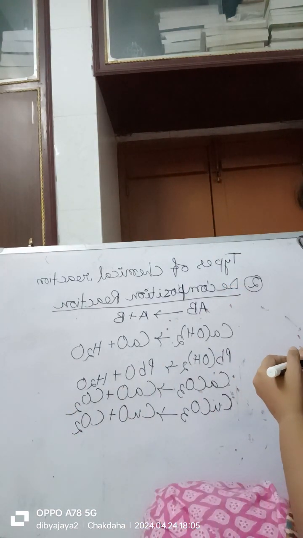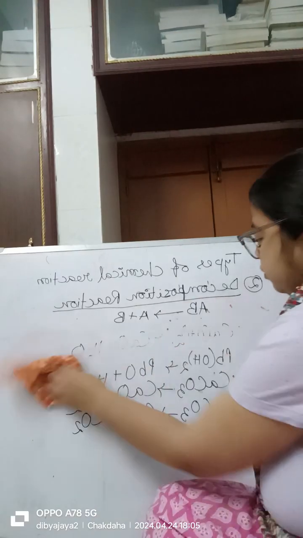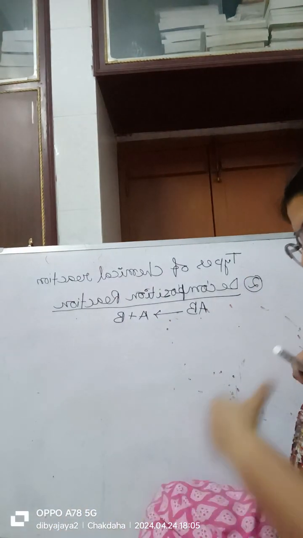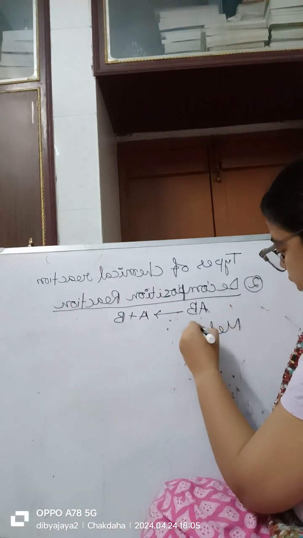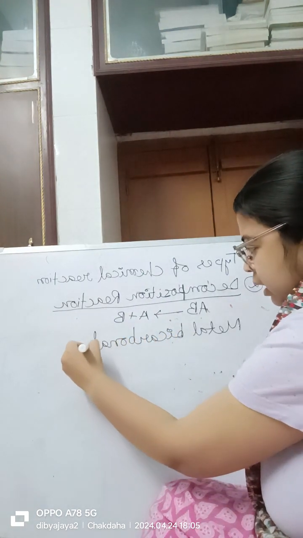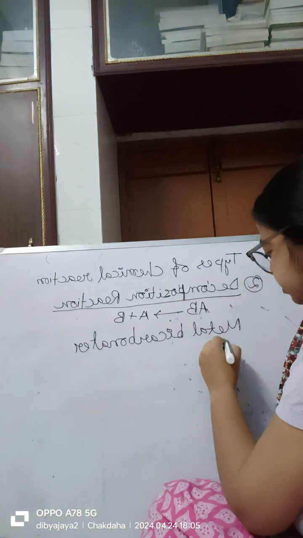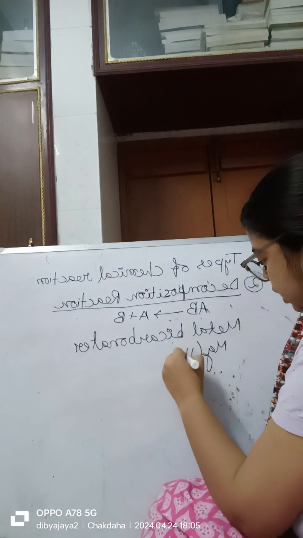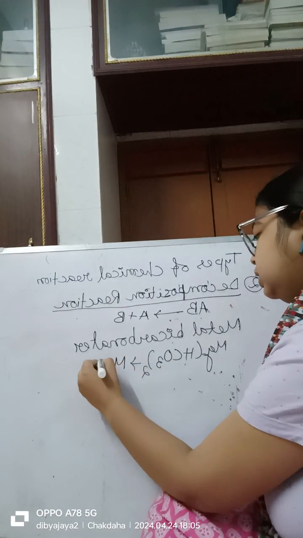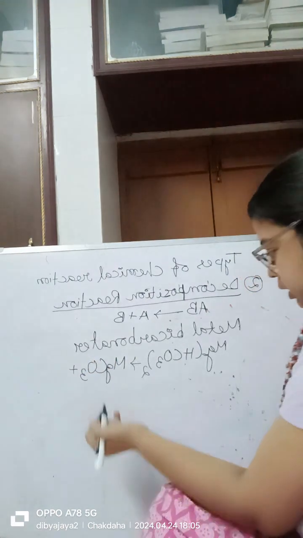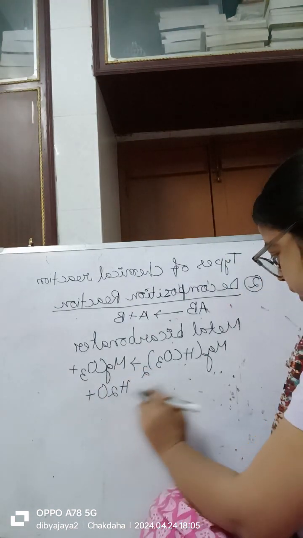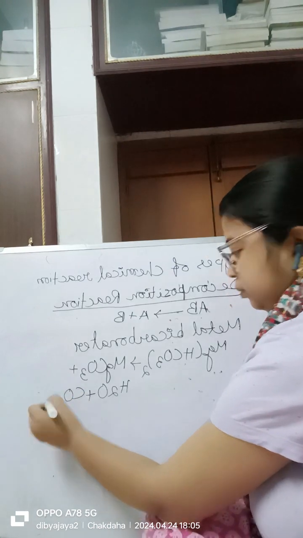Metal bicarbonates are also there. Metal bicarbonates example, Mg(HCO3)2, then we get MgCO3 plus H2O plus CO2.